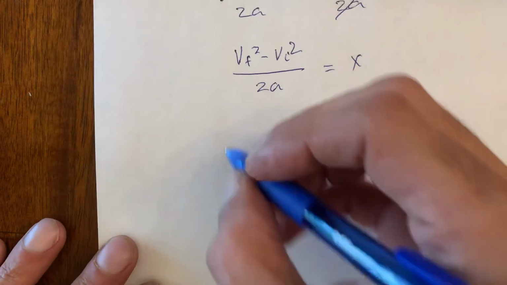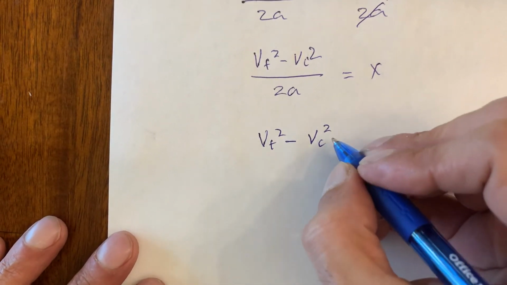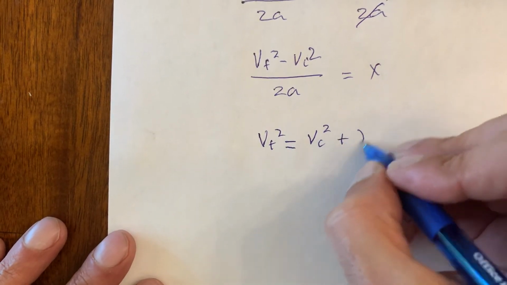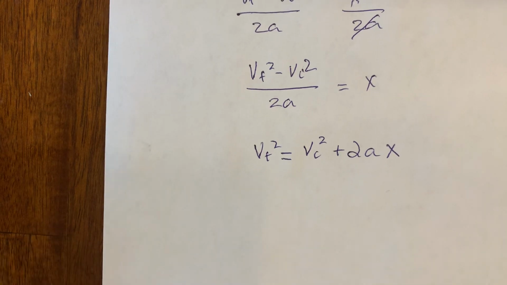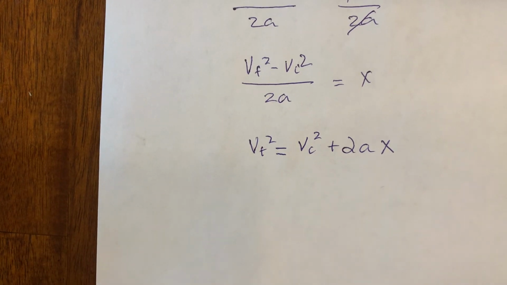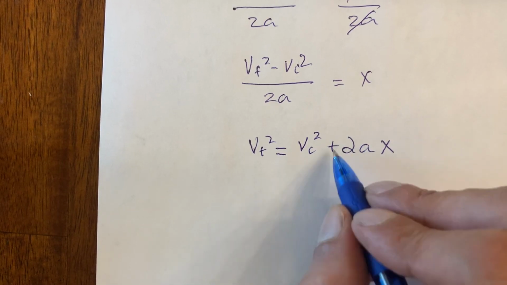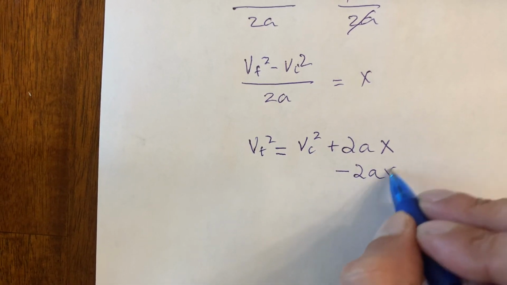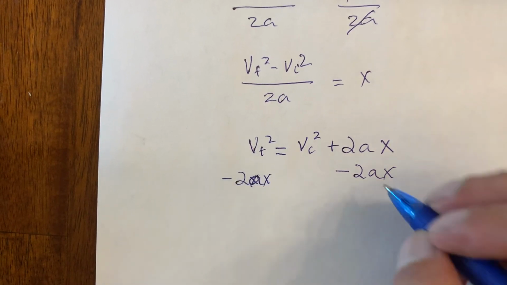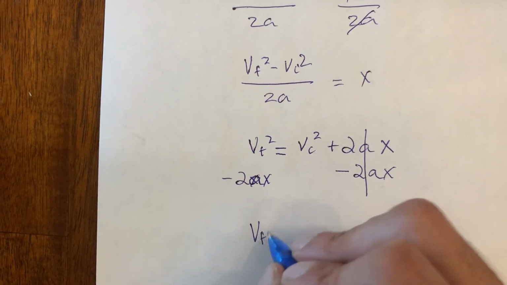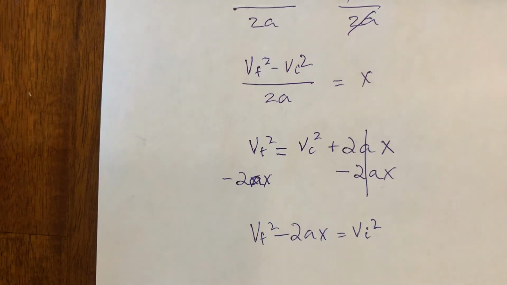Now let's go ahead and try doing another one. Let's do vf squared minus vi squared is equal to vi squared plus 2ax. And this time I'm going to solve for vi. So again, if I'm going to solve for this guy, I need to get rid of him. He's adding, so let's subtract 2ax from both sides. And so I have vf squared minus 2ax is equal to vi squared.